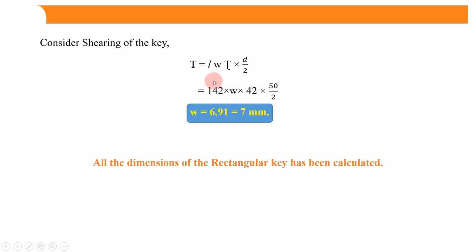By this relation we can easily calculate the value of w, because we have the value of T, that is the torque transmitted. I haven't written the value of T here, but you can understand. So w equals 6.91, which is about 7 mm. So all the dimensions of the rectangular key have been calculated. In this way we have solved this problem for the key.